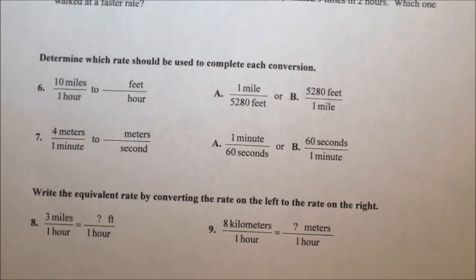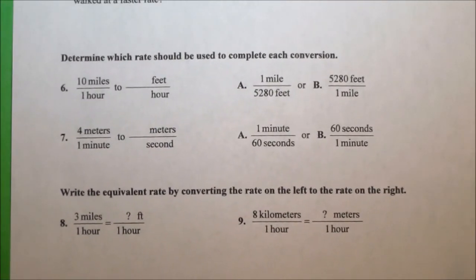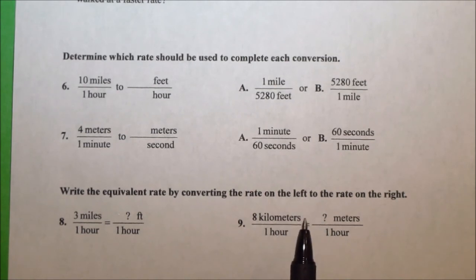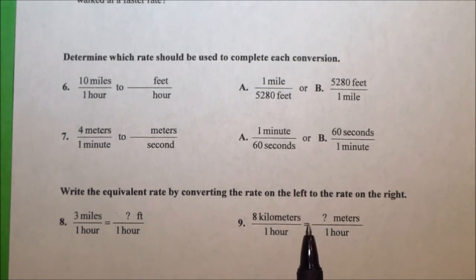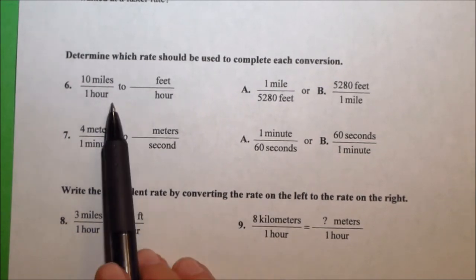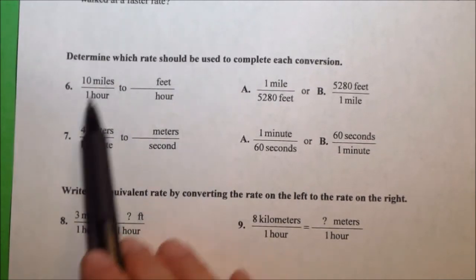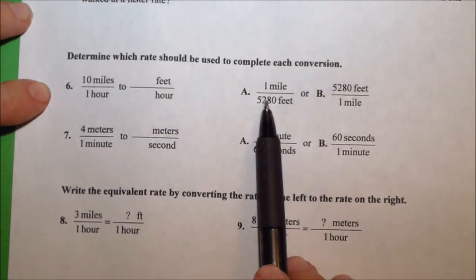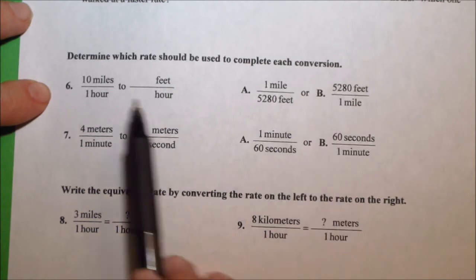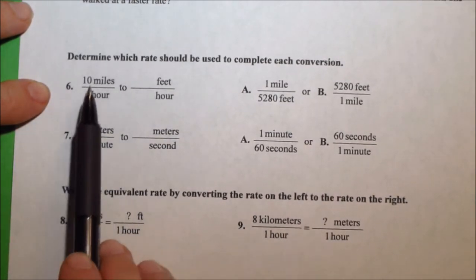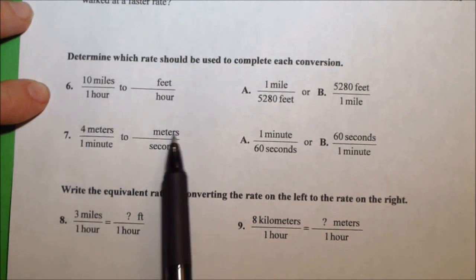All right, now on 6 and 7, this one is kind of confusing. Now we're talking about converting units to units, like we did at the end of the lesson. So on this one, they're not asking you to complete anything on these. Look at number 6. They're asking you which one of these, A or B, would you use as your multiplier to get from miles per hour to feet per hour.